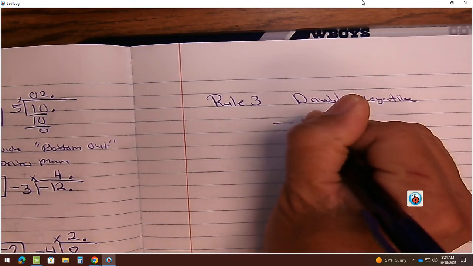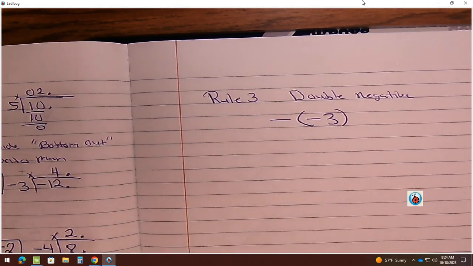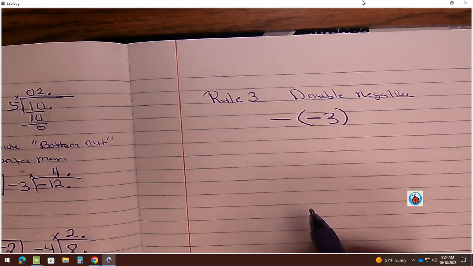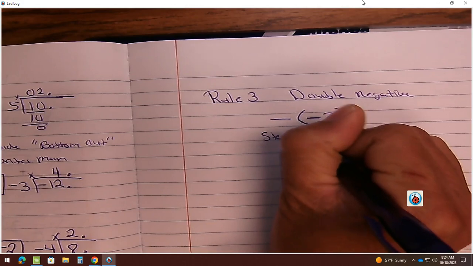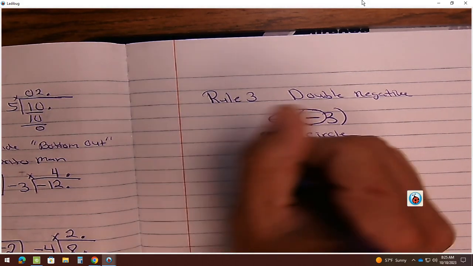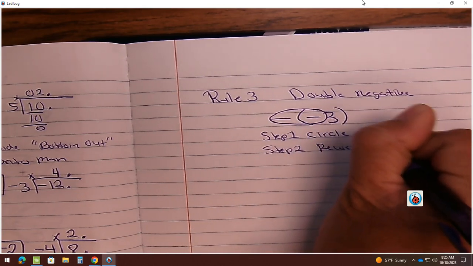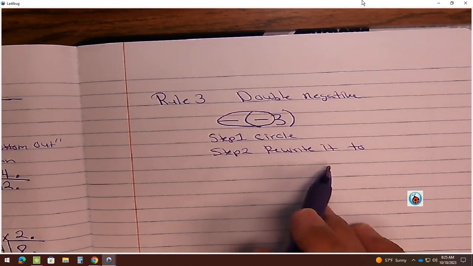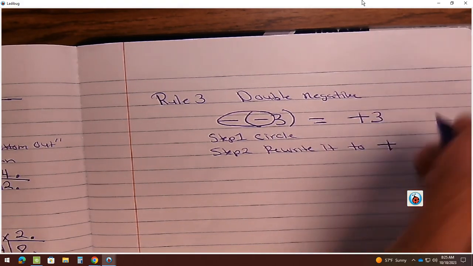Double negative is when you have two negatives right next to each other like this. I talked about it, but I didn't give you notes, so I'm going to give them to you right now. When you see a double negative next to each other, you're going to, step 1, circle it. Step 2, rewrite it. What does a double negative become? A plus. So this becomes really plus 3.